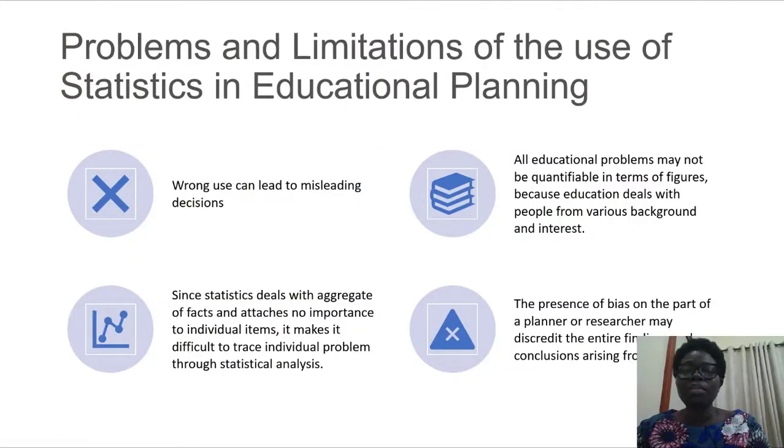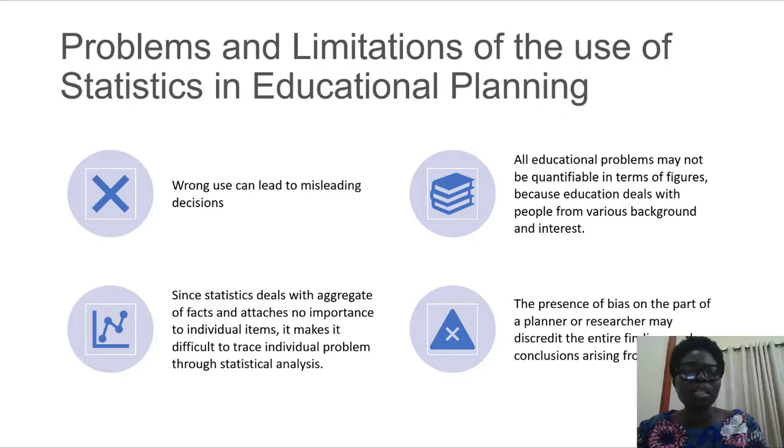Let's look at the problems and limitations of the use of statistics in educational planning. First, when statistics is not used in the appropriate form, it can lead to a wrong decision. For example, if you use the wrong statistical tools, or maybe at the point of analysis you did not do it properly, it can lead to a wrong decision because you are going to base your decision on the findings of what you have collected in the field.